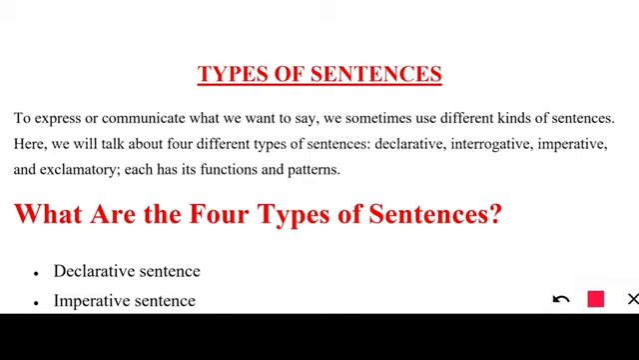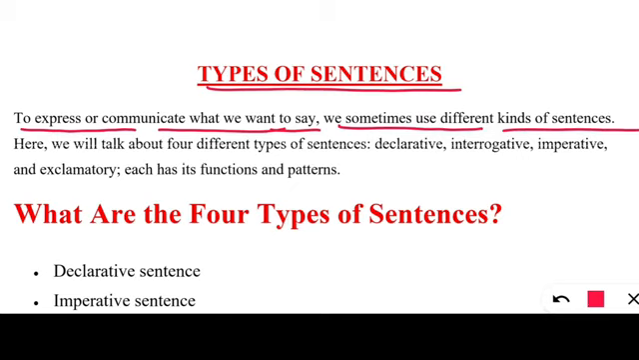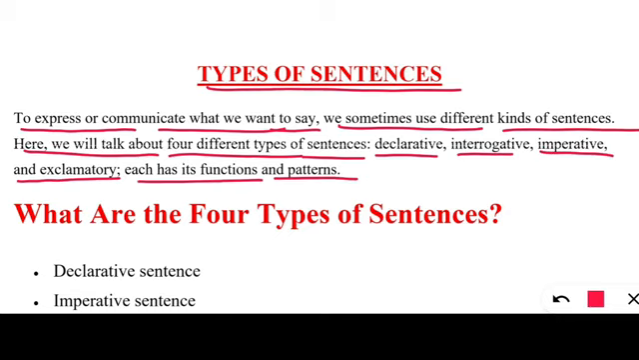At first, let's move towards the definition. Types of sentences. To express or communicate what we want to say, we sometimes use different kinds of sentences. Here, we will talk about 4 different types of sentences: declarative, interrogative, imperative, and exclamatory. Each has its functions and patterns. That is why we have 4 categories. Otherwise, we would have only one. Different sentences have different patterns and functions. So let's see what those are.